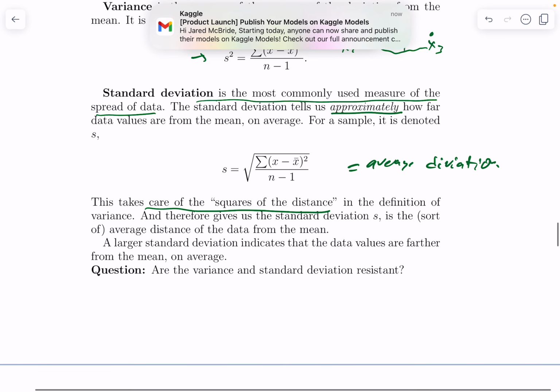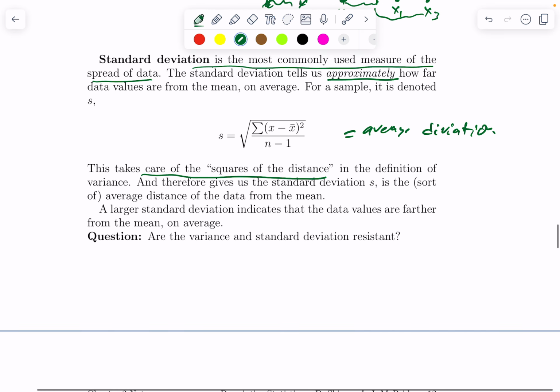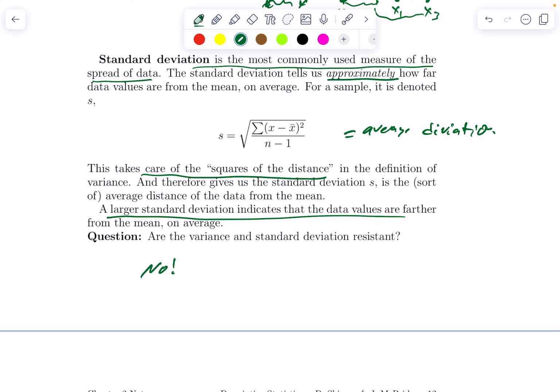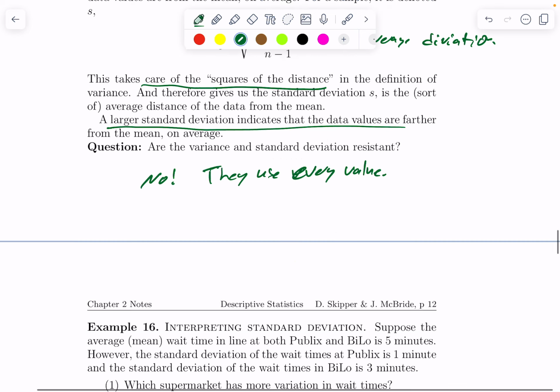All right, great. So the idea is that a large standard deviation indicates that the data values are further from the mean on average. Remember that standard deviation is basically the average deviation of the points from the mean. Are the variance and standard deviation resistant? The answer here is no, they are not. They use every value.